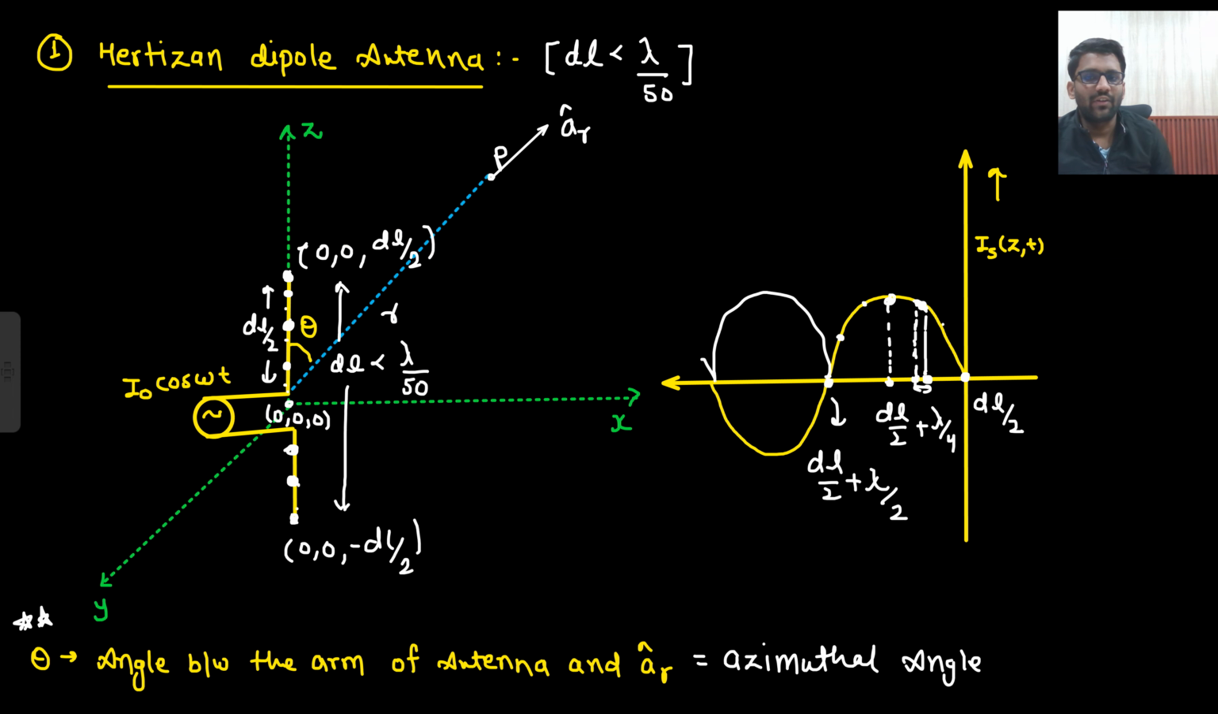So as of now, let's revise whatever we have studied. We started with the Hertzian dipole. Length is very small. And we got to know that on the arms of the Hertzian dipole, the current is uniform.